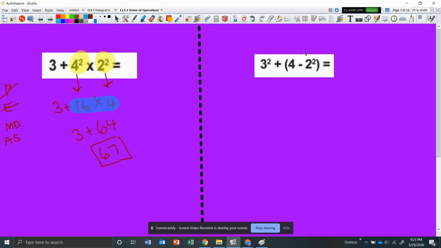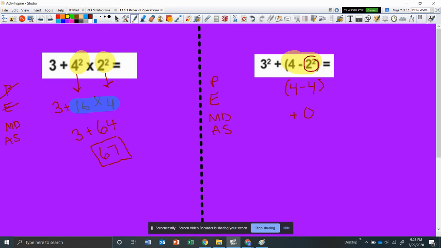Okay, now I'm going over here to this one. Again, I want to use please excuse my dear Aunt Sally. And I first want to start with parentheses. Oh, I have parentheses. I have this whole thing in parentheses, but inside my parentheses, I have an exponent. So the first thing I actually want to start with is the exponent. And 2 to the second power means 2 times 2, which is 4. But I still have 4 minus 4 in parentheses, and 4 minus 4 is 0.